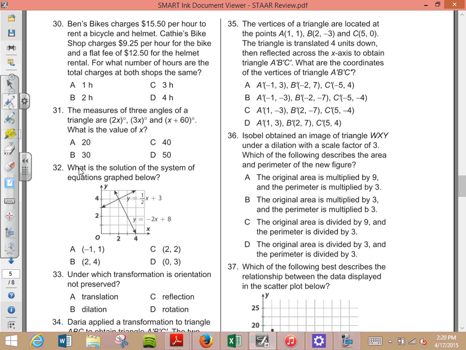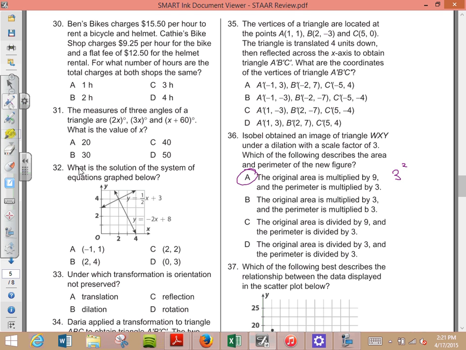All right, Isabel obtained an image of triangle WXY under a dilation with a scale factor of 3. We already know by that little piece that it's going to expand, right? Which of the following describes the area and the perimeter? The original area is multiplied by 9. That is true because to find the area, we square the scale factor, right? And the scale factor squared will be 9. And the perimeter is multiplied by 3. That's correct. So the answer is A.